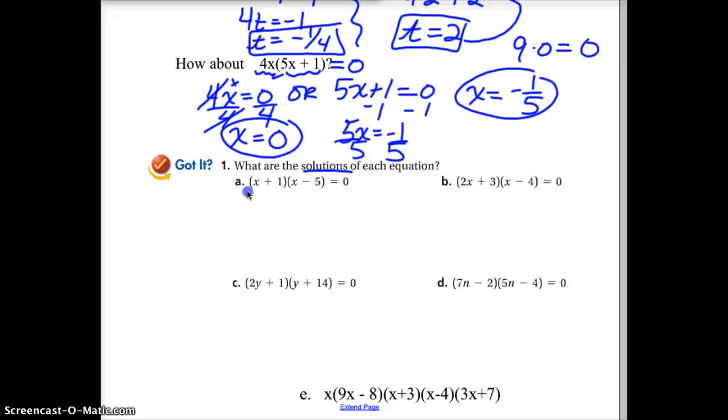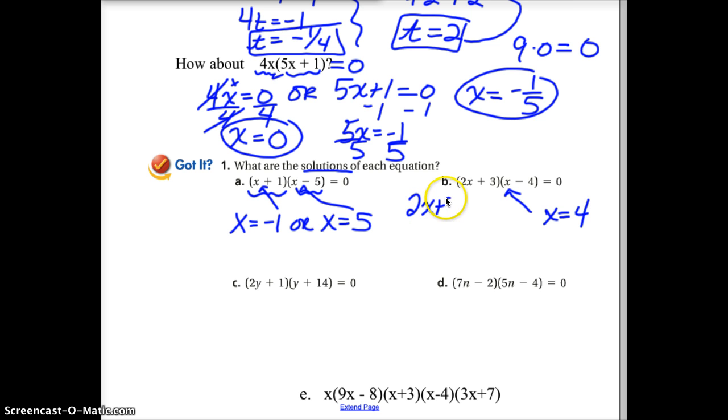So I need to know what would make this equal to 0. What makes this equal to 0? Well, when they're nice and easy like this, you can see that x would equal negative 1, or x would have to equal 5. You don't really need to set those up. That's just too easy. It's just the opposite of what's there. Likewise over here, that one's easy. x would equal 4. 4 minus 4 is 0.